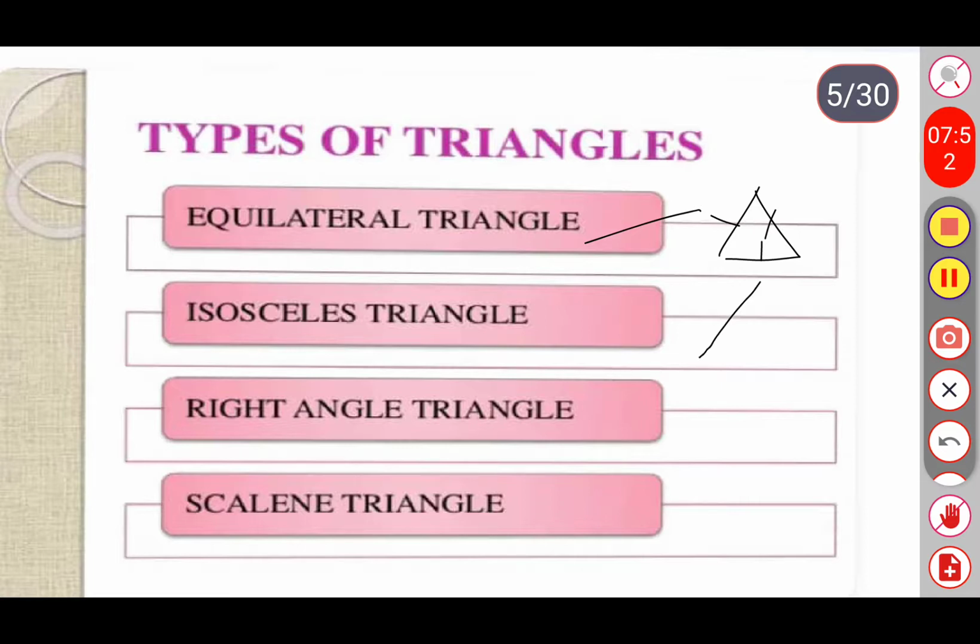Second one, isosceles triangle. What do you mean by isosceles triangle? In any triangle, if two sides are equal, then that is called an isosceles triangle. And third one is a right angle triangle. Right angle triangle means in a triangle, if one angle is equal to 90 degrees, then it is called a right angle triangle. And fourth one is the scalene triangle. Scalene triangle means all 3 sides have different lengths. Okay, so these are the 4 types of triangles.